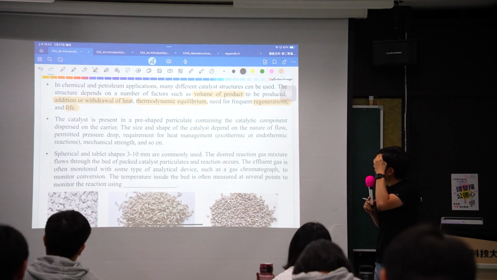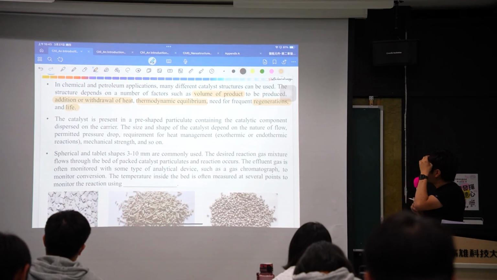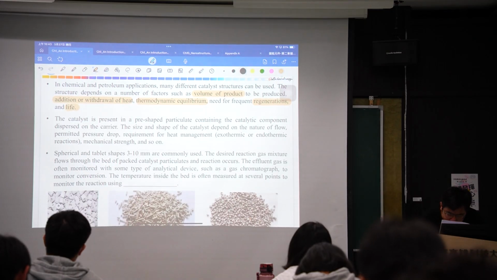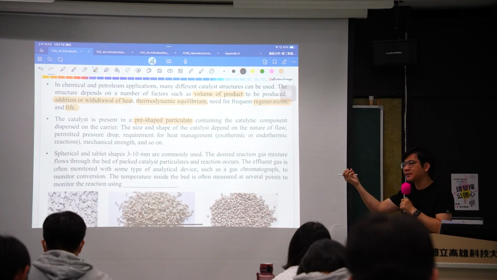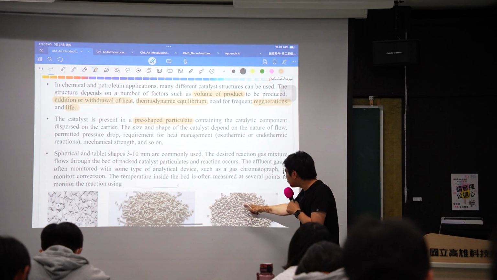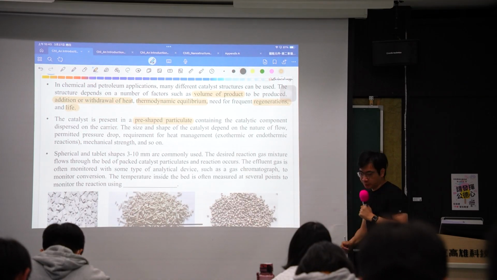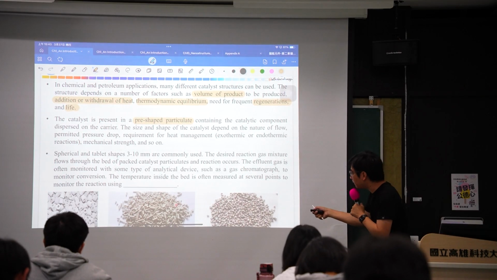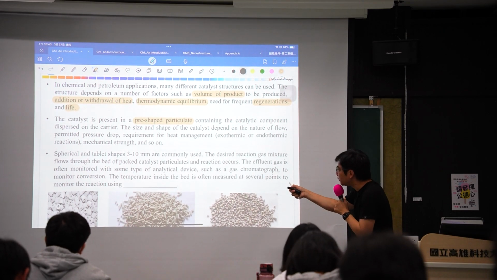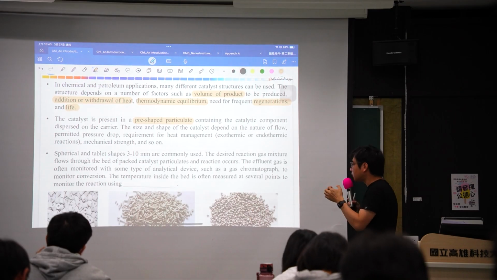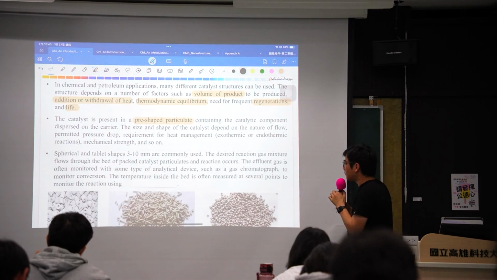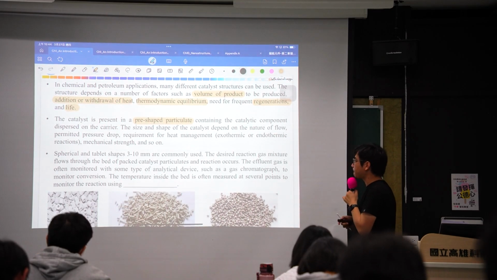Okay. So the catalyst is presented in a shaped particulate. Shaped particulate 就是把它压成锭嘛，就是这个锭里面呢，里面有很多触媒跟载体。OK, reshape particle, this is reshape particle, right? So inside you contain the catalytic component and disperse on the carrier. So here's a little tiny catalyst powders you pack together to become a reshape particulate. Okay.